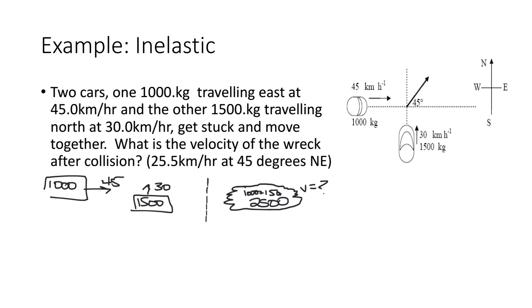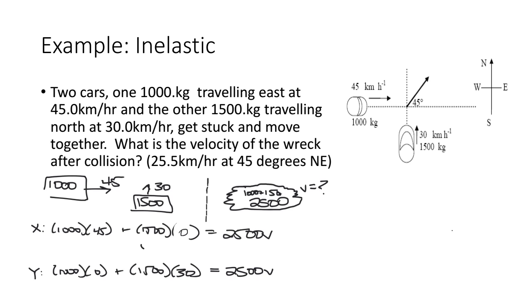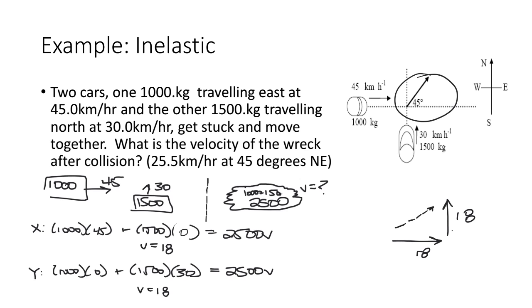with an unknown velocity. So let's set it up in the x direction and the y direction. There we have x, and let's do y. So in both situations, I solve for a velocity of 18, which means that our total overall velocity is to the right 18 and upwards 18, giving us a total velocity of 18 root 2, 25.5, at an angle of 45 degrees this way.